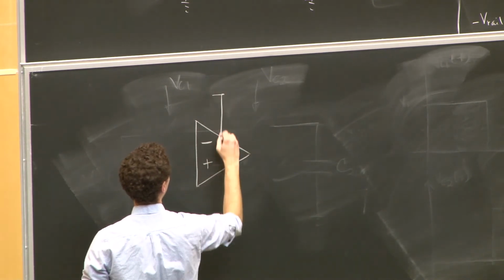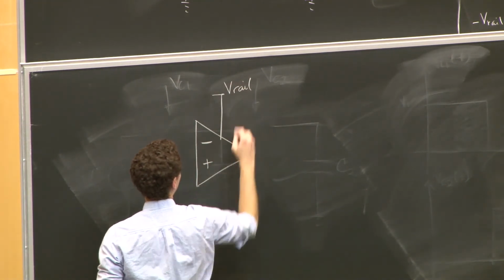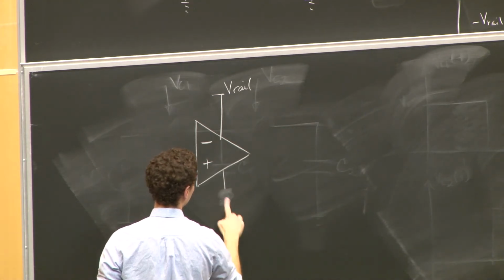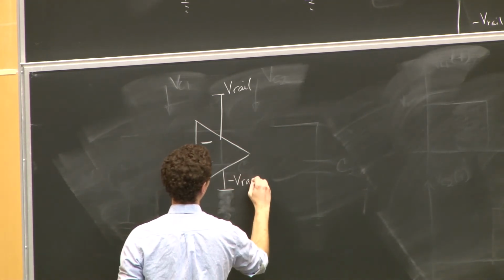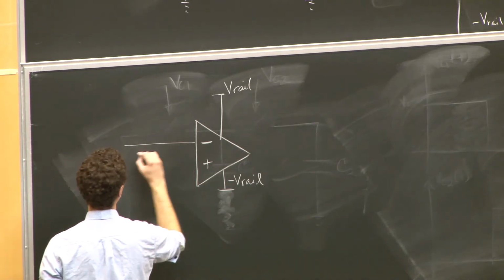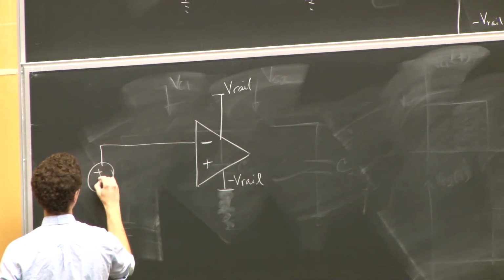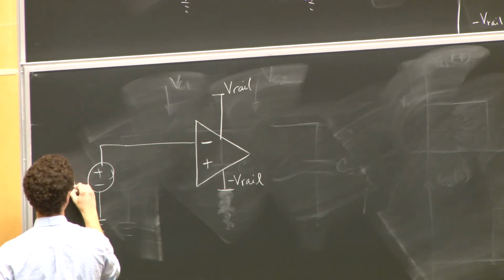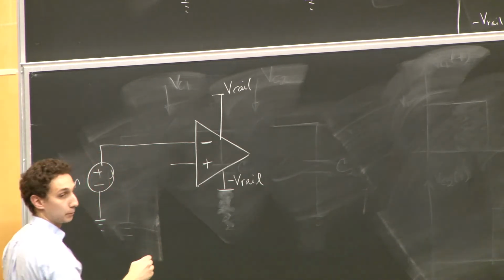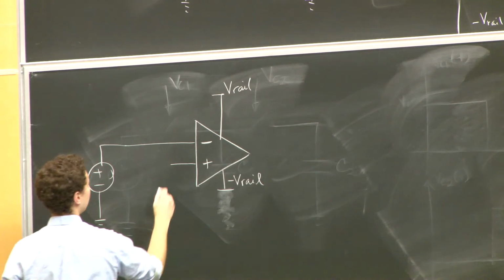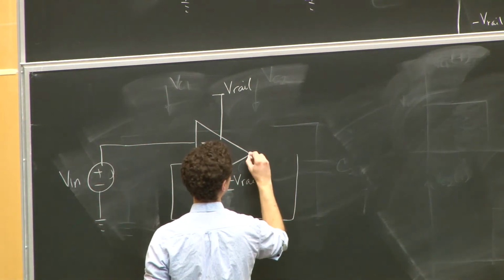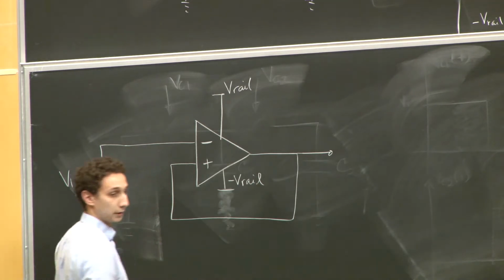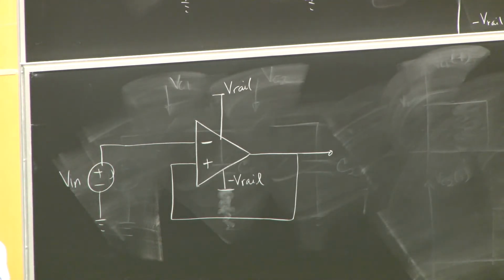Take our comparator, has V-rail and minus V-rail. I'll try a little bit closer in here. We have our input voltage. And instead of tying this to some reference, let's take it and connect it to the output of the comparator. Now, what kind of feedback is this? This is positive feedback, right?